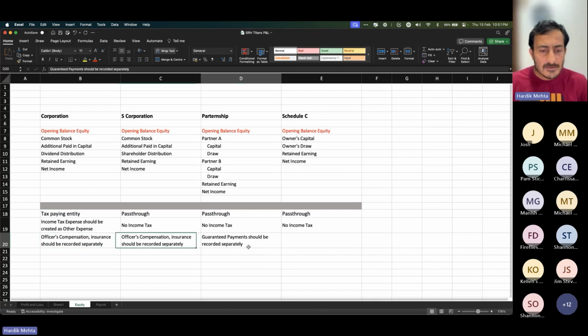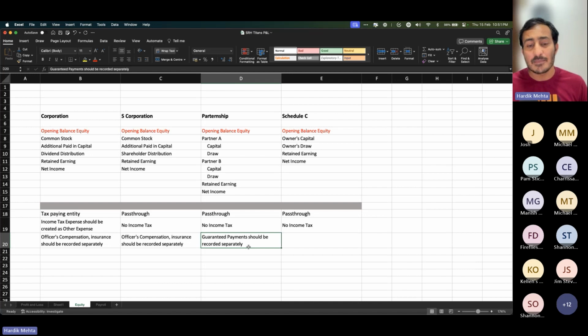In case of partners, that's going to be guaranteed payments, and again it's very important that we don't club these guaranteed payments with the normal salary or wages. It needs to be shown separately, right? So again, it's the same thing, we have to report it separately on the tax return, so that's why it's important to have it recorded separately.